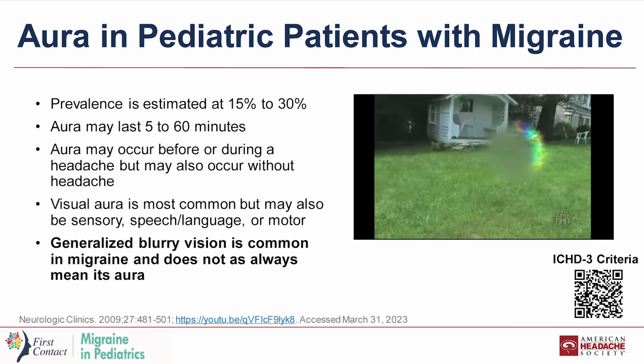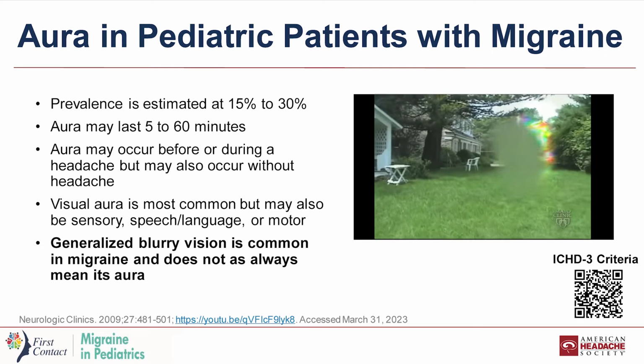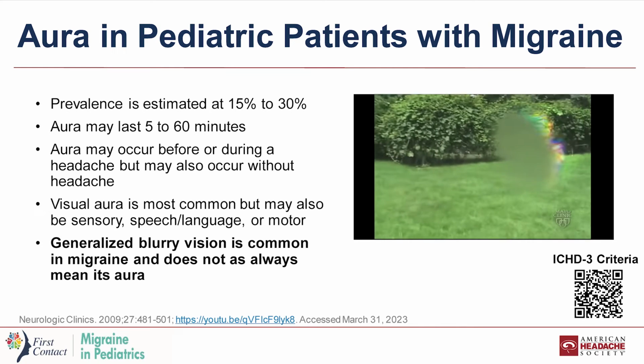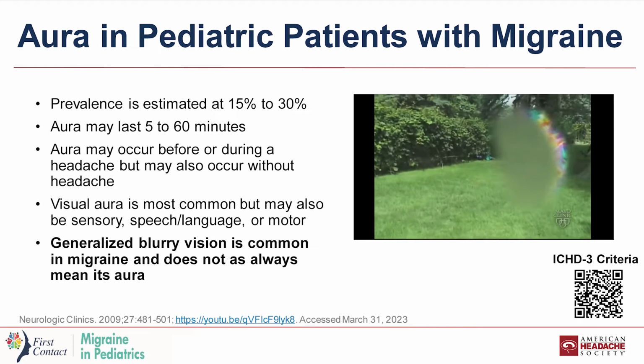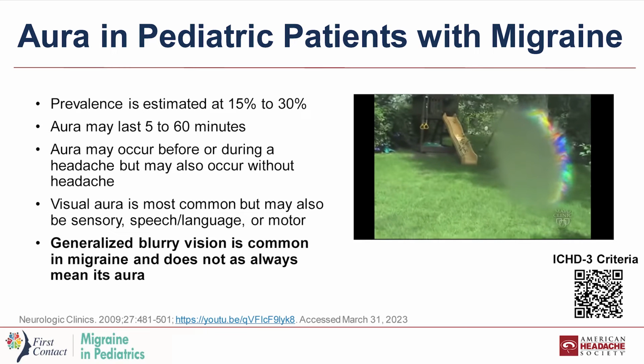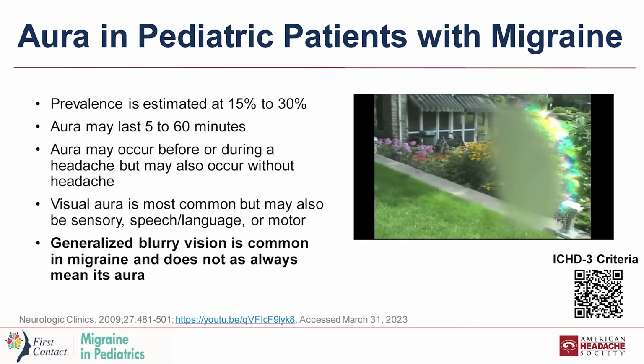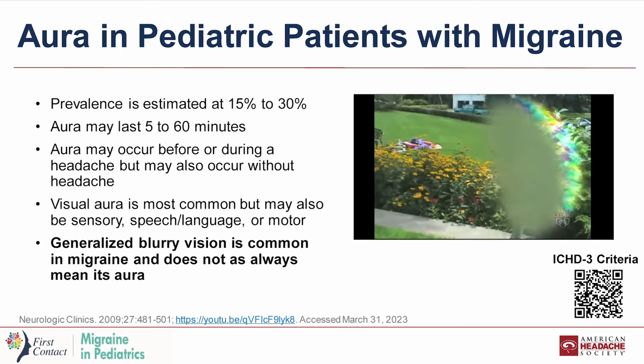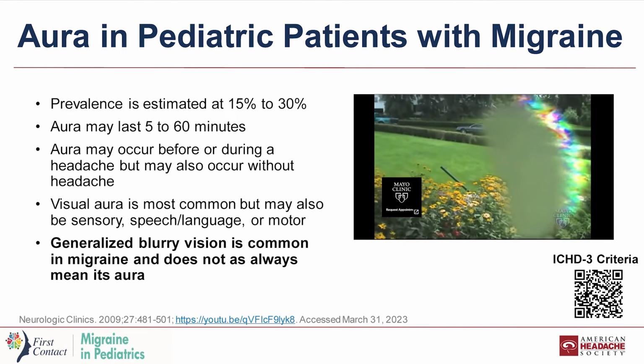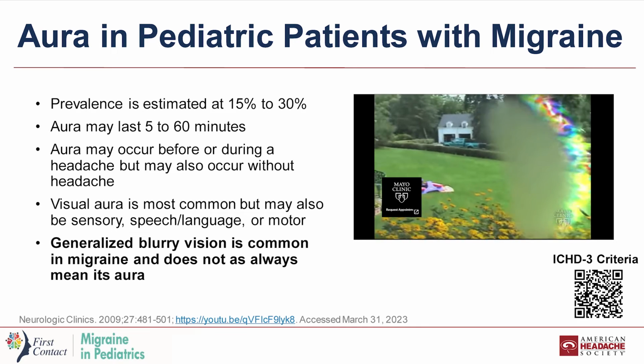It's also possible to have an aura without any headache and it still be a migraine. Aura symptoms typically start and progress over 5 to 10 minutes and generally last from 5 to 60 minutes. Remember that generalized blurry vision is common in migraine attacks and does not necessarily mean that the child is having an aura.